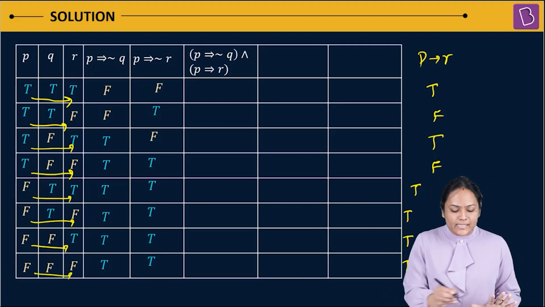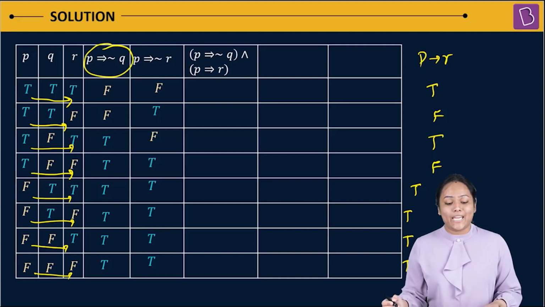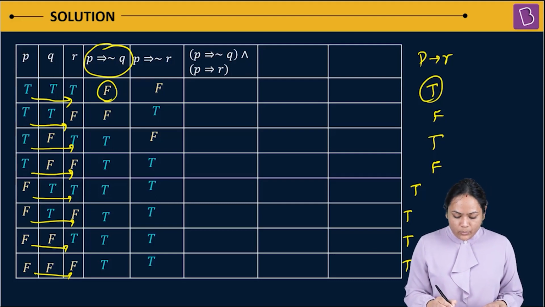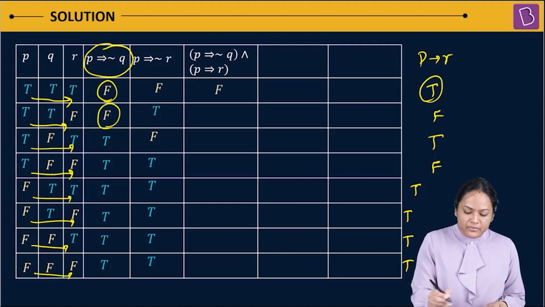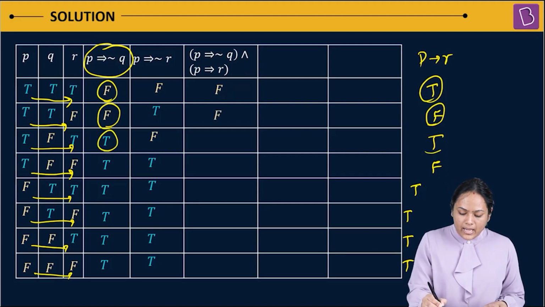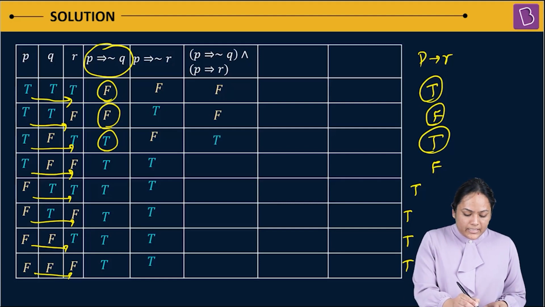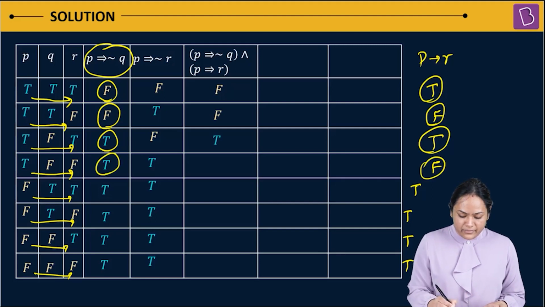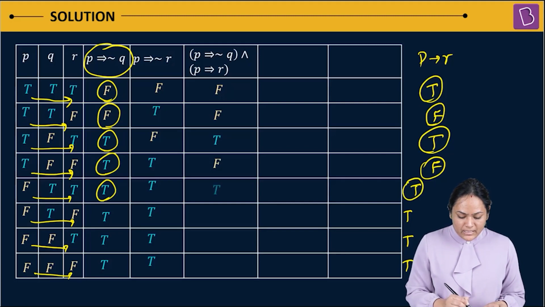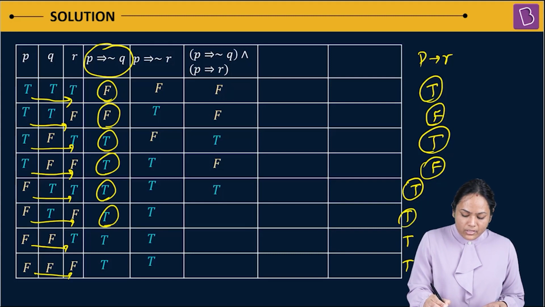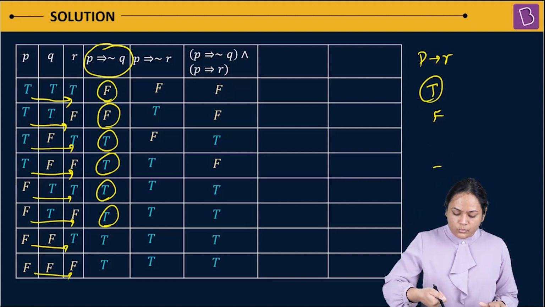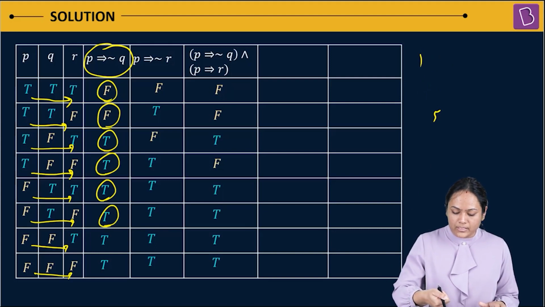And now I have to take intersection of this with P implies negation Q. So first is F and T, definitely will be F. Then I have F and F, definitely again F. Then I have T and T will give me T. Then I have T and F, definitely F. Then I have T and T is going to give me T. Then I have T and T in rest of the cases, which will be T again, right? Okay, so this is what we have got truth table for this part.